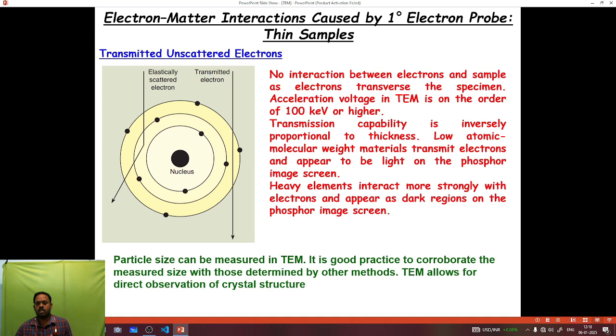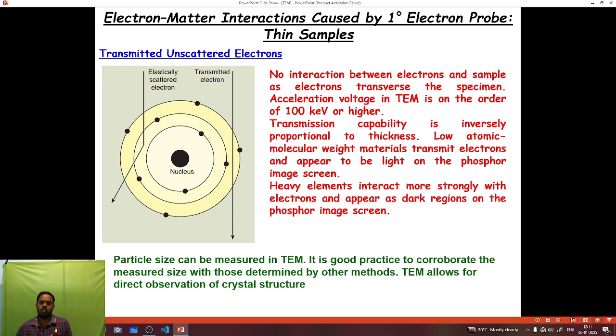Transmission capability is inversely proportional to thickness. Low atomic weight materials transmit electrons and appear light in the phosphor image screen, and the heavy elements, the elements with higher atomic number, interact more strongly than the lighter elements, and they will appear as the dark regions in the phosphor image screen. This is a very important aspect of transmission electron microscopy.